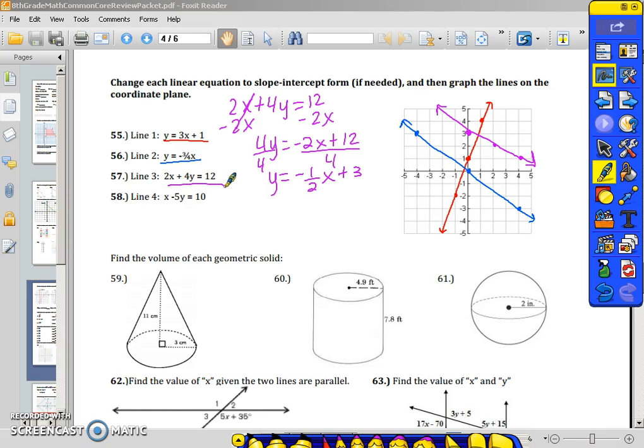And for 58, I have to subtract x from both sides. Negative 5y equals negative x plus 10. Negative 5 times y, divide by negative 5 in order to get y by itself. Negative 1 over negative 5 becomes 1/5. And 10 divided by negative 5 is negative 2. So start at negative 2 on the y-axis. And your slope is 1 over 5, so go up 1 over 5. And that is your graph.